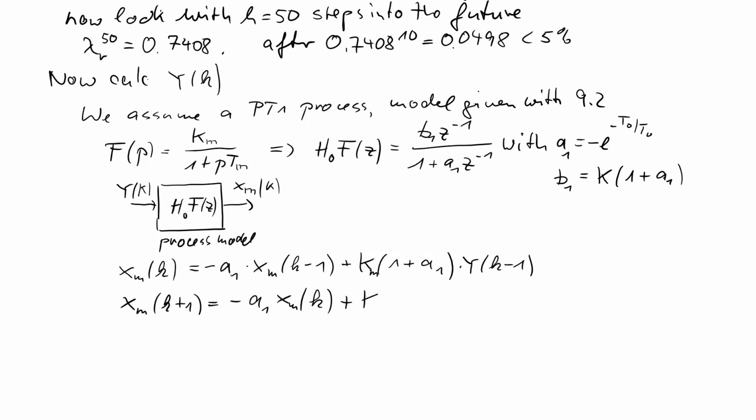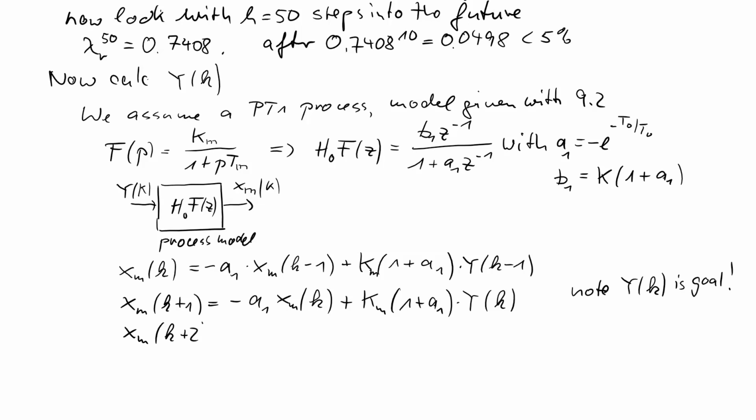Plus km times 1 plus a1 times y of k. Okay, here note y of k is the goal of my calculation. Yeah, y of k I want to have. The controller design uses now these equations finally to define y of k. But I want to look further in the future.